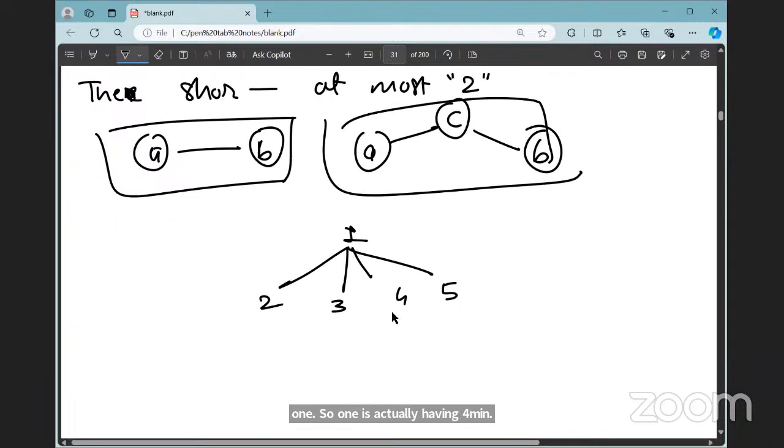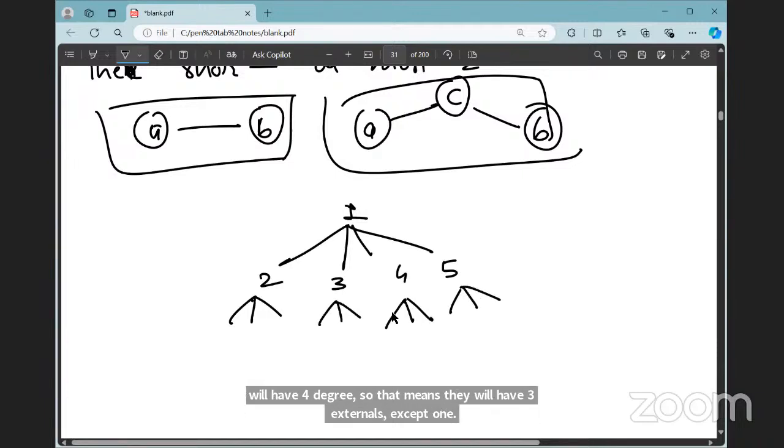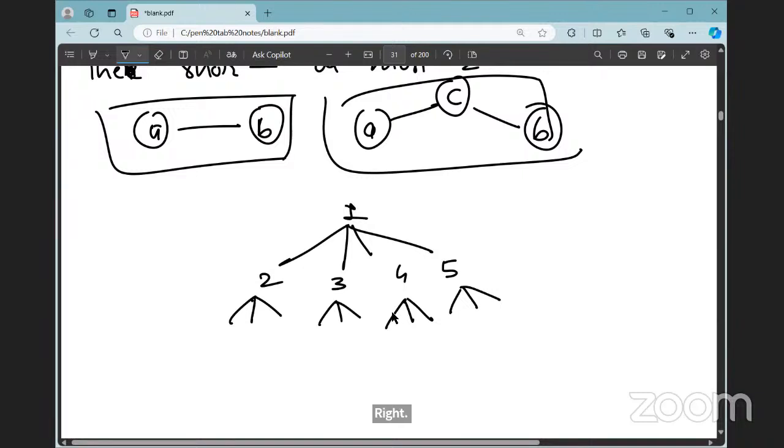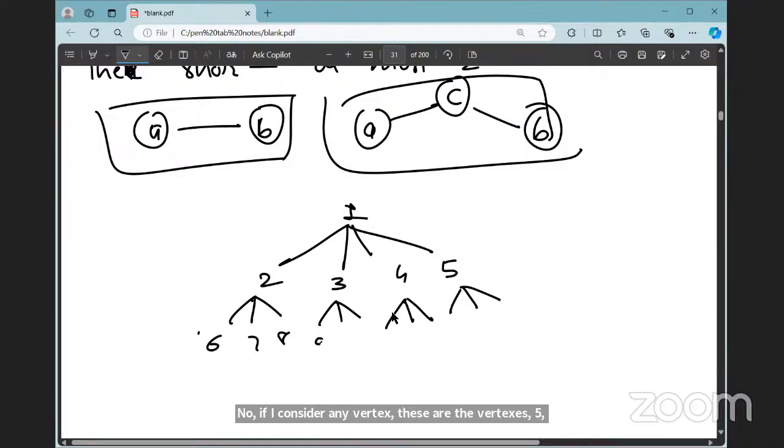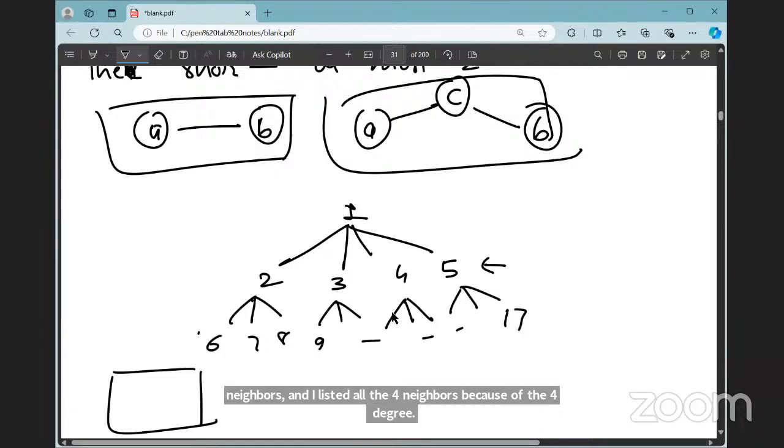Now again 2, 3, 4, 5 are vertices in this particular graph. They will have degree 4, so they will have 3 extra neighbors except 1. Now, suppose these are the vertices 5, 6, 7, 8, 9, 10, up to 17. If I consider any other vertex than these 17, then that vertex would occur at the next level. It cannot occur here because 1 has 4 neighbors, and I listed all 4 because of degree 4. Every vertex here also has degree 4, so that's why I listed all the 3 neighbors.